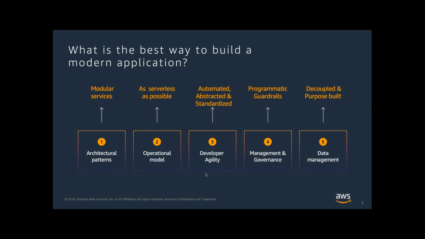So, what is the best way to build a modern application? Doing a recap, we can summarize with these five points. First of all, architectural patterns. They want to create something that is reusable, but also something that has already been implemented, maybe a managed service.